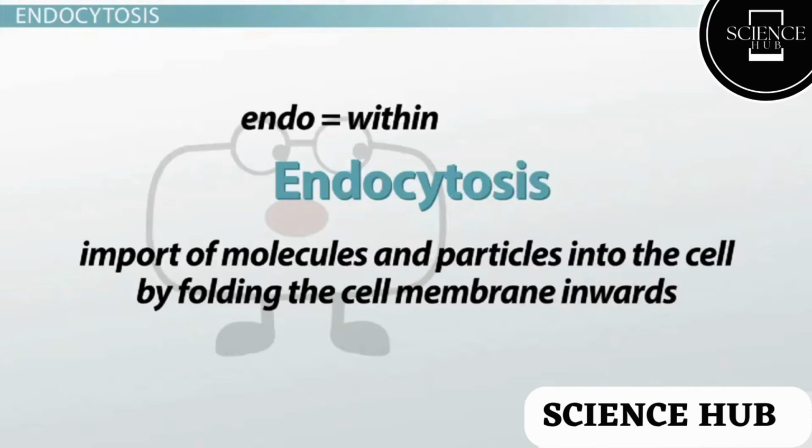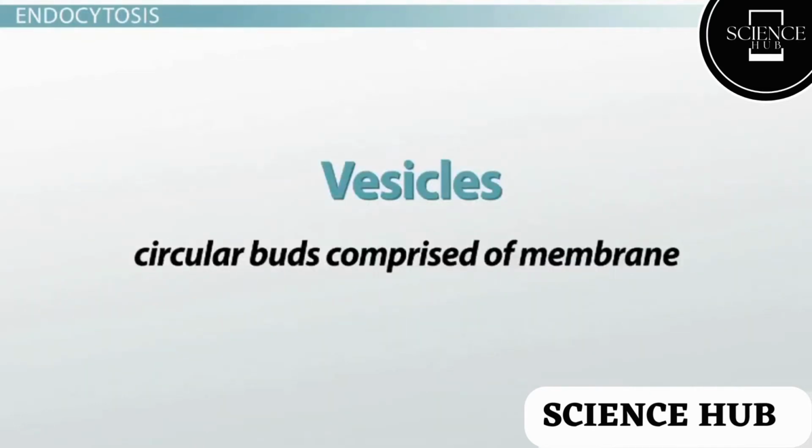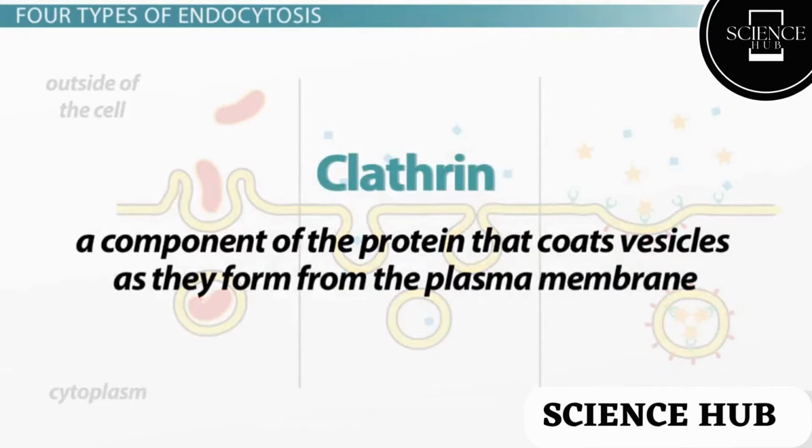During endocytosis, vesicles, or circular buds comprised of membrane, are formed around the substance to be digested. These vesicles are then transported into the cytoplasm. There are 4 types of endocytosis, 3 of which are based on clathrin and 1 that is not. Clathrin is a component of the protein that coats vesicles as they form from the plasma membrane.